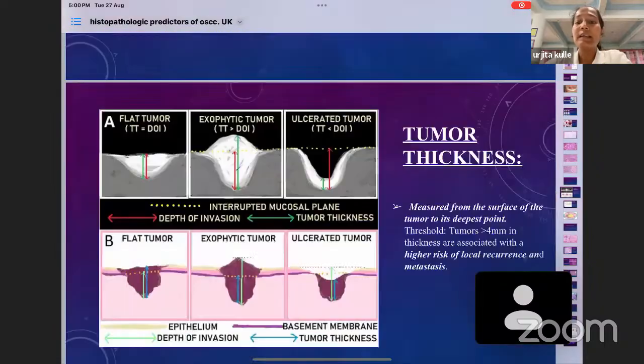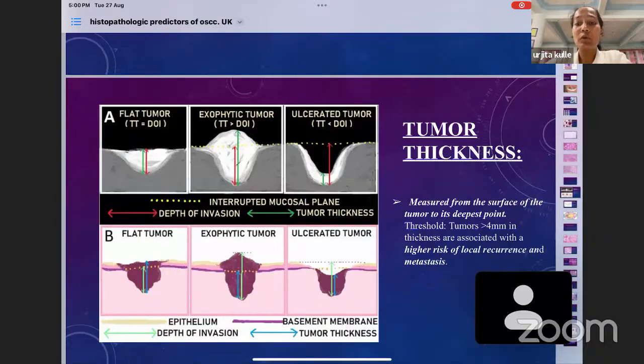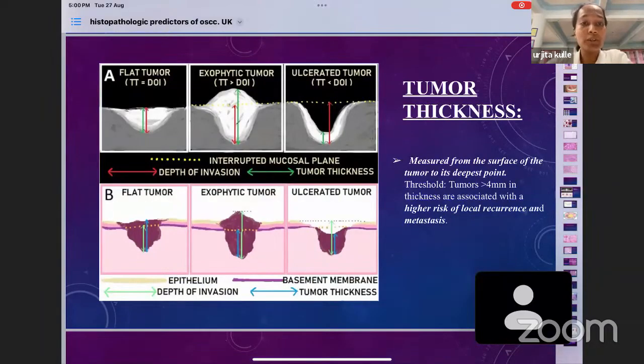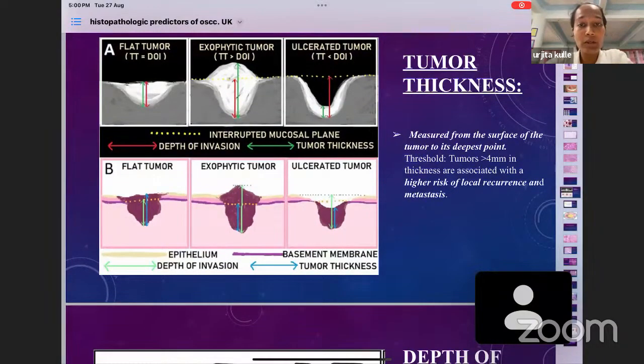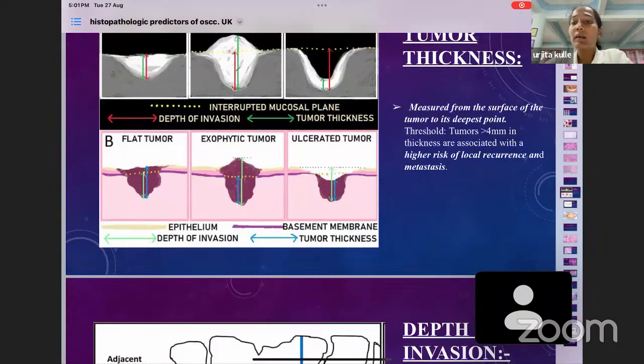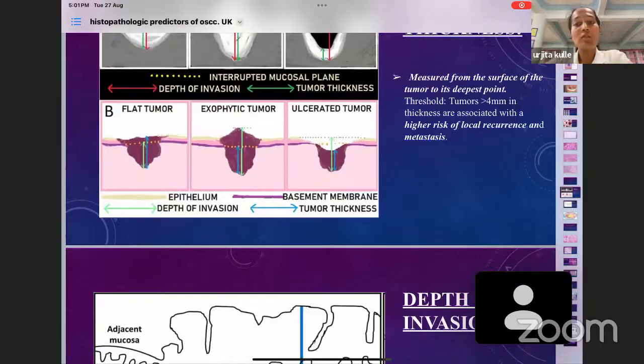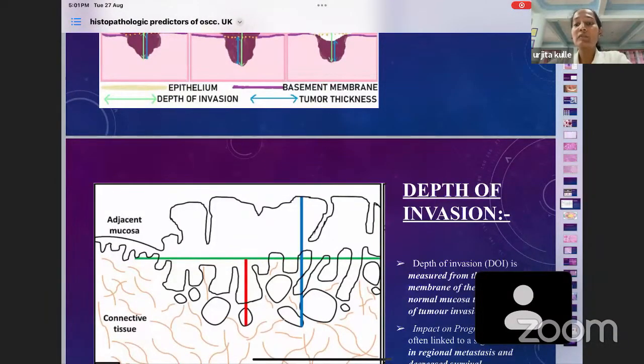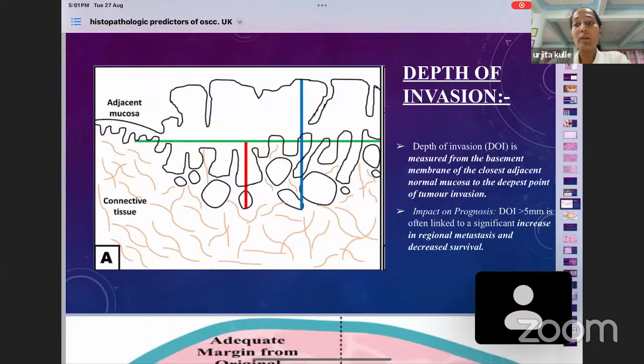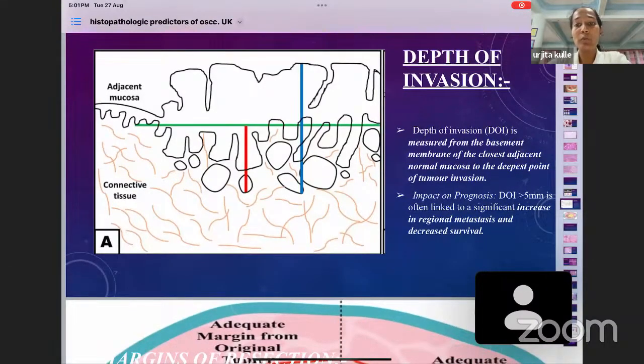Tumor thickness is measured from the surface of the tumor to its deepest point. Here the green line represents the tumor thickness, and if the tumor is more than 4 mm in thickness, it is associated with a higher risk of local recurrence and metastasis. The depth of invasion is measured from the basement membrane of the closest adjacent normal mucosa to the deepest point of tumor invasion.